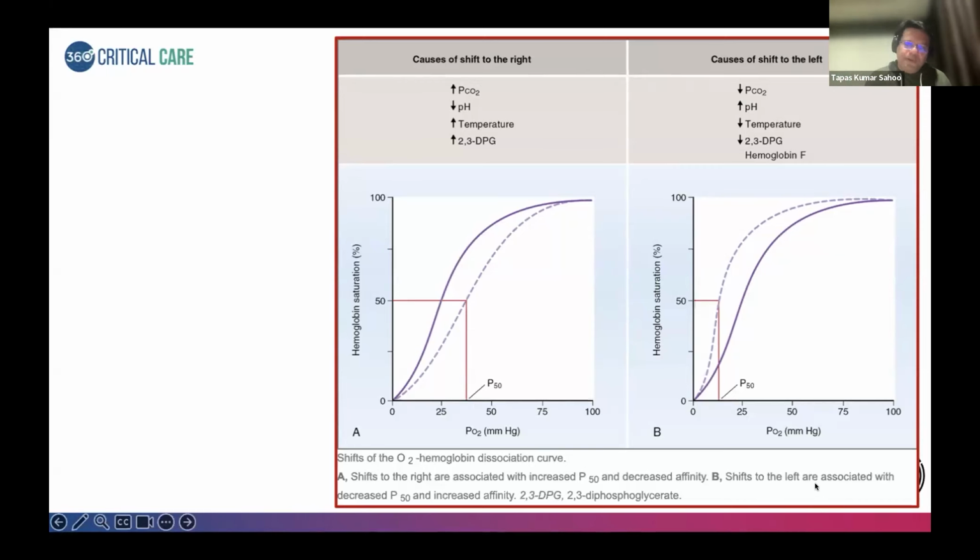Now, shifts to the left are associated with decreased P50. Now, it would be almost, you can say, 12.5 or 15, the P50, and there would be increased affinity for your oxygen. So this is something you have to also write or draw in your answer sheet.